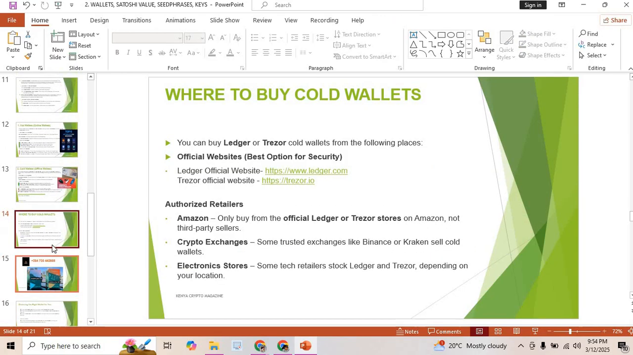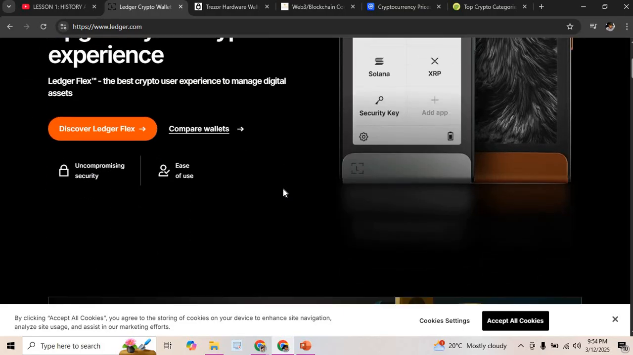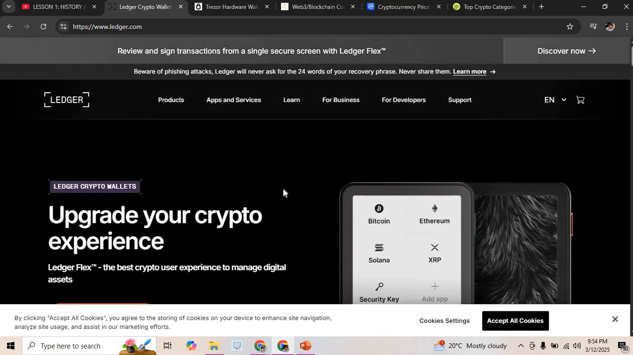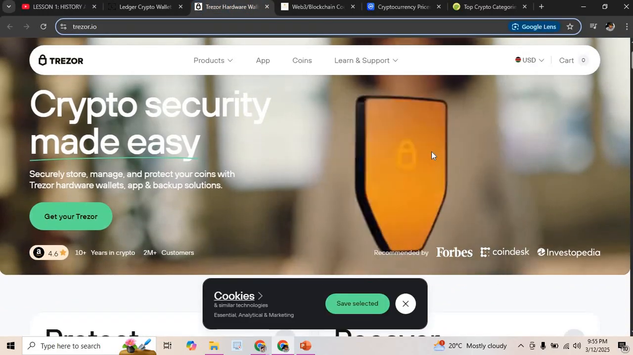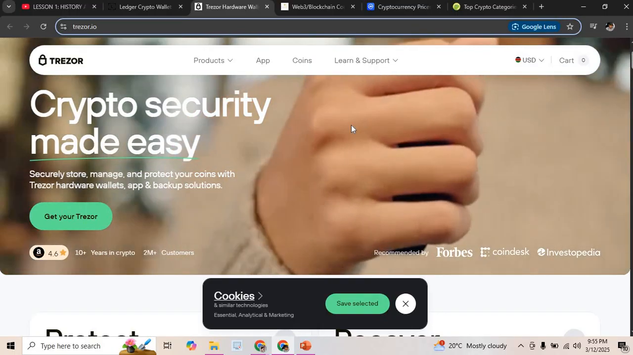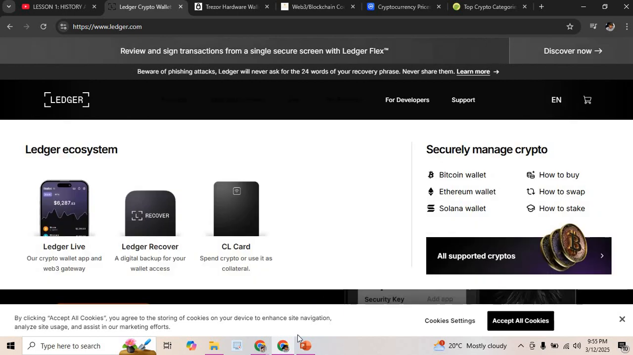Perfect. Now you've brought us to the next chapter we are supposed to discuss. Let's do it for you to get it, then we'll ask your question later. So, where do we buy cold wallets? You can buy Ledger or Trezor cold wallets from their official websites. This is the official website of Ledger. You can buy from this site or from the official website of Trezor. Trezor looks like this, but they operate more or less the same as the Ledger wallet.